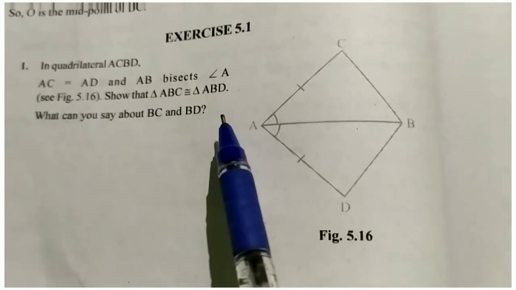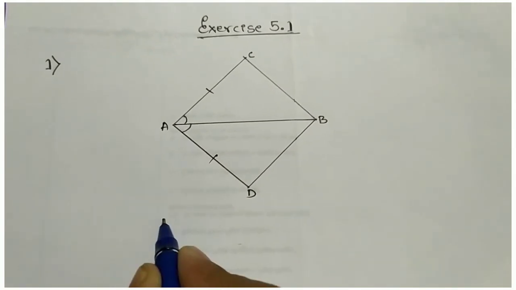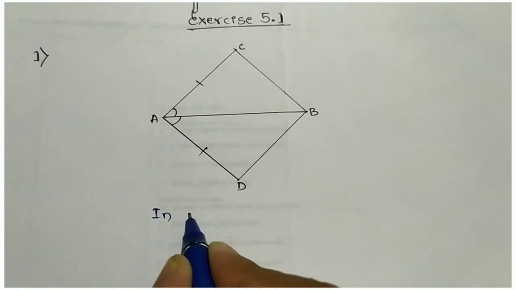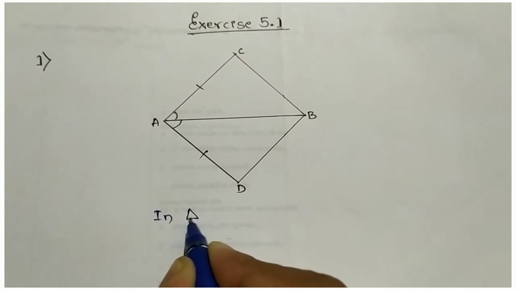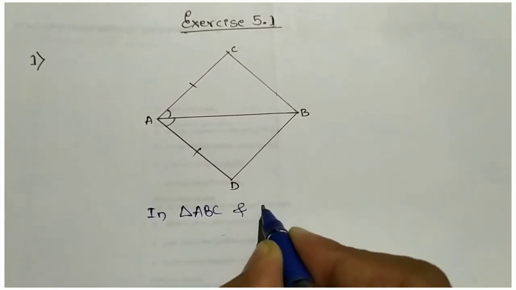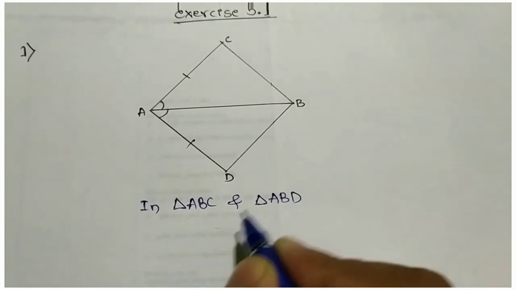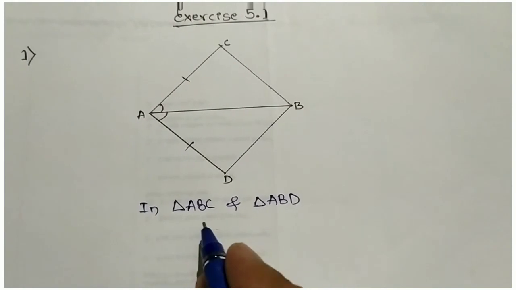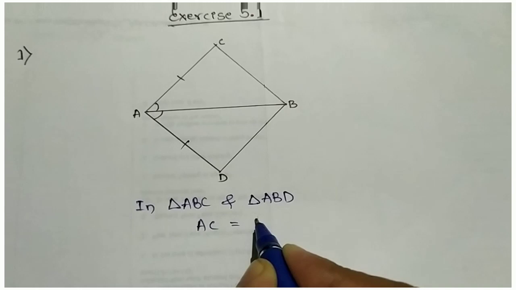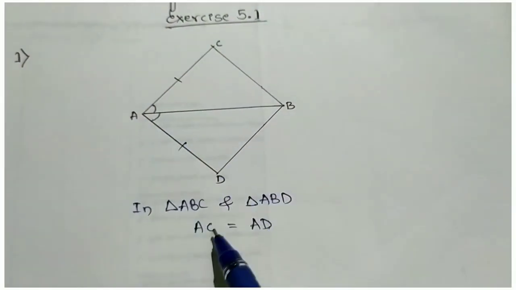Okay, let's solve this one. So first draw the diagram, and here we have to take the two triangles. Which are those triangles? One is triangle ABC, and another triangle ABD. First you use the given points. What they given? They given AC is equal to AD.